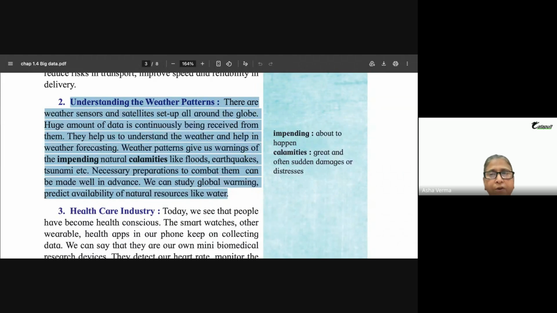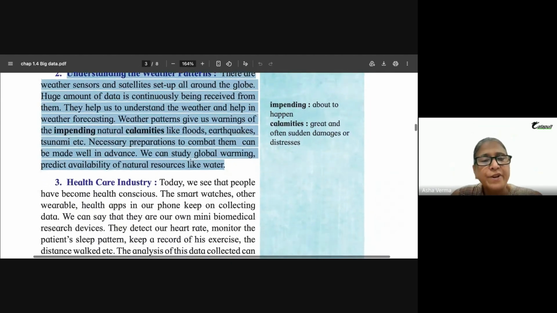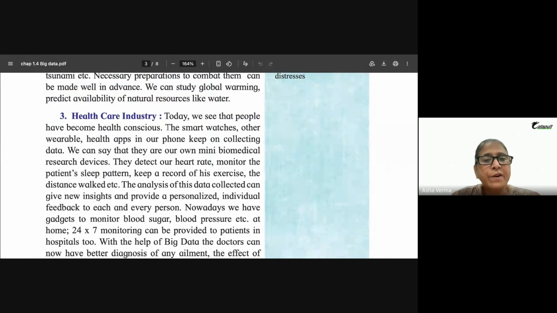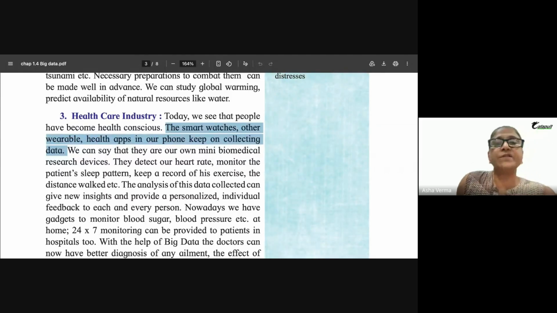Healthcare industry. How does the healthcare industry use this data? Today, we see that people have become health conscious. The smartwatches, the other wearable health apps in your phone keep on collecting data. So, you know, your phone counts your steps, can record your heartbeat, your blood pressure, right? So, what kind of lifestyle are people leading? How active are they? How passive are they? There are apps that record your morning walk.